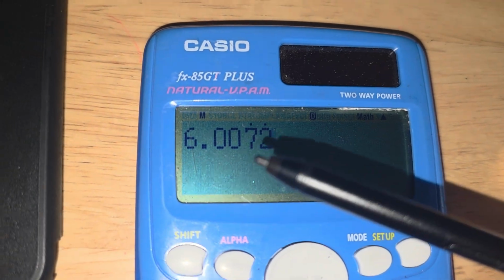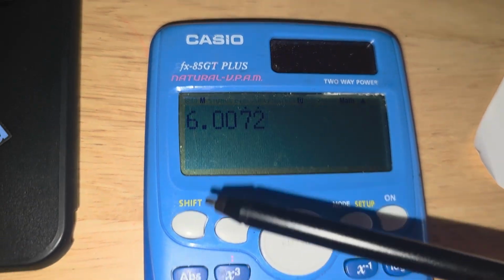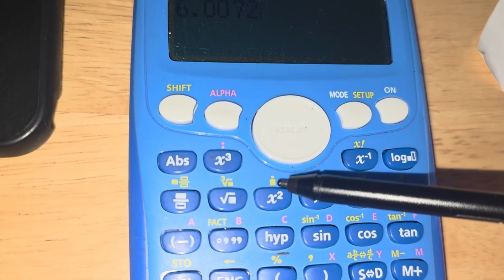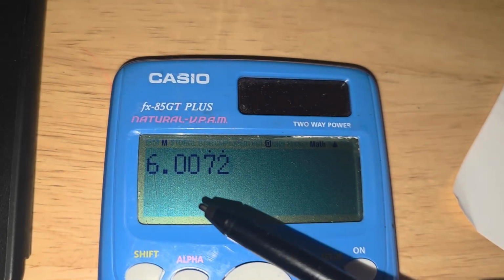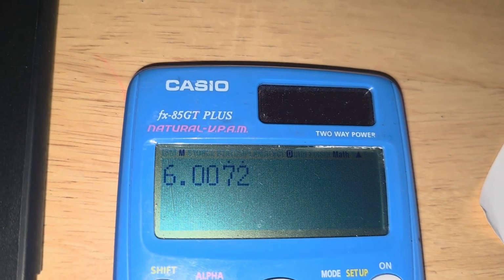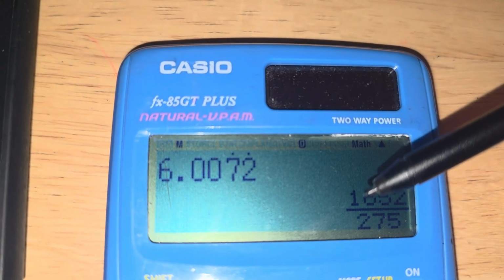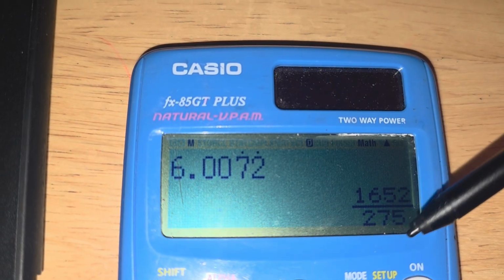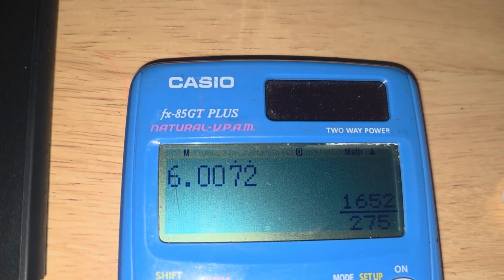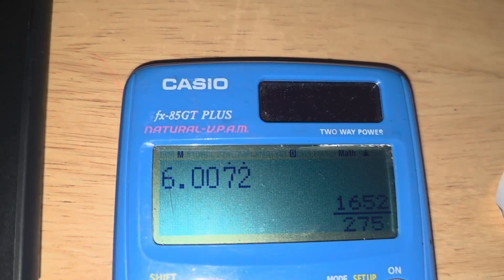So when I type it into the calculator, again, I'll press 6.00, then I'll press Shift, and I found that little box with the dot on it, and I put in my 7 and my 2. If I press equals, it comes back as 1,652 all over 275 as a top-heavy fraction. So that's the answer I should be getting, and now I'm going to do it by hand.